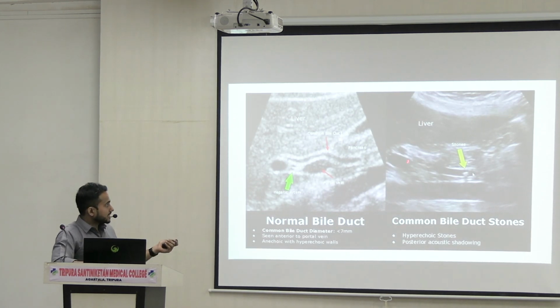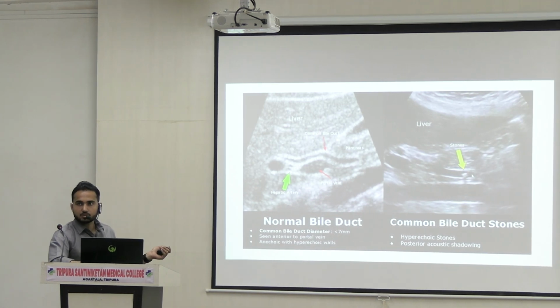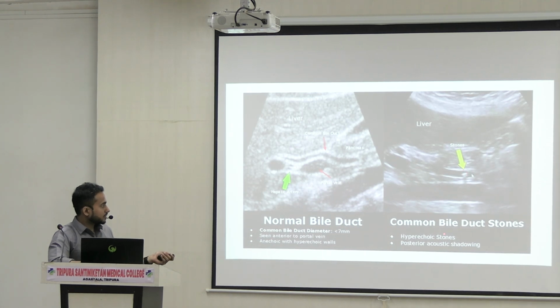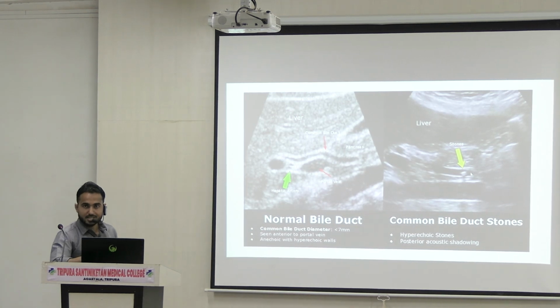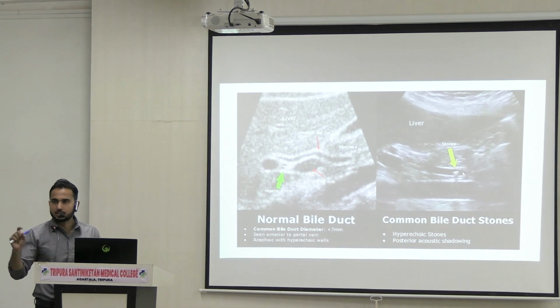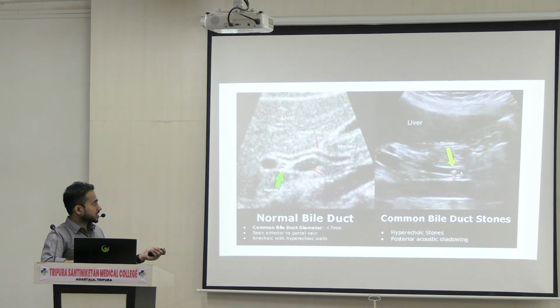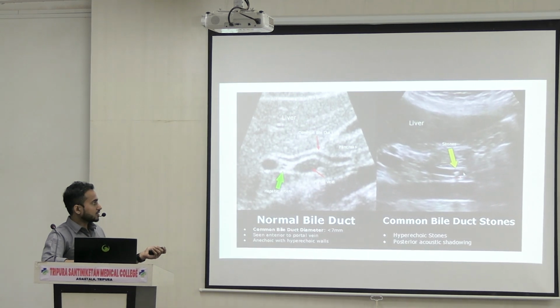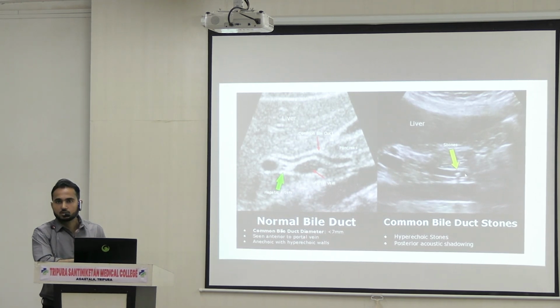Now if there is any stone in the common bile duct, that can also be diagnosed with the help of ultrasound. You can see this is the appearance. A hyperechoic structure will be there, because the stone has higher tissue density as compared to the duct and the liver. That's why it will be hyperechoic, and posterior acoustic shadowing will also be present posterior to the stone. So this is the identifying feature when a stone is present inside the common bile duct.